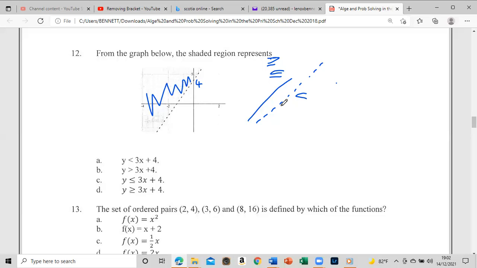You get it now? So over here, it's less than the graph. Yeah, but greater than. Let me do this, I messed up.